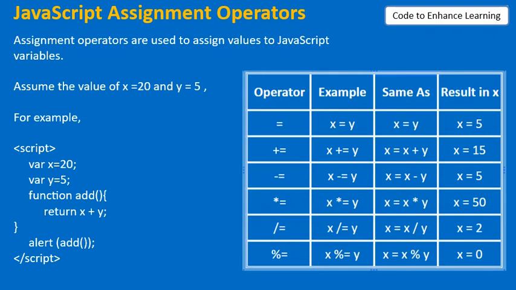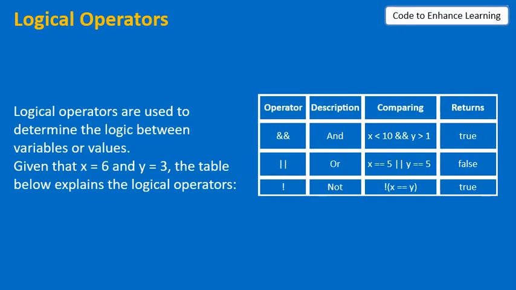Up next, we have the logical operators in JavaScript. The logical operators are used to implement logics such as and, or, and not in JavaScript. Logical operators are used to determine the logic between variables or values. These type of operators are mainly used in conditional statements in JavaScript.